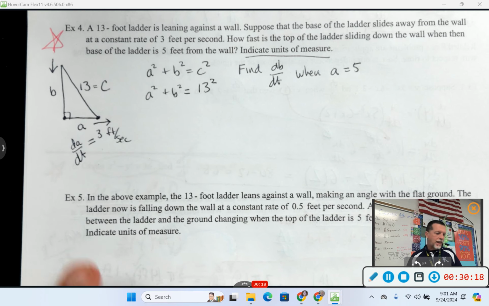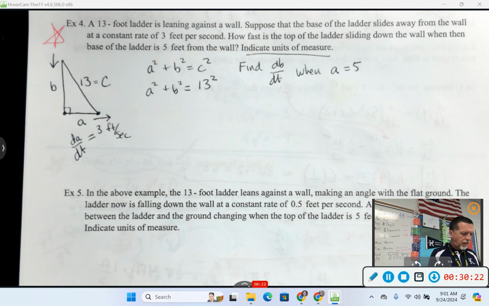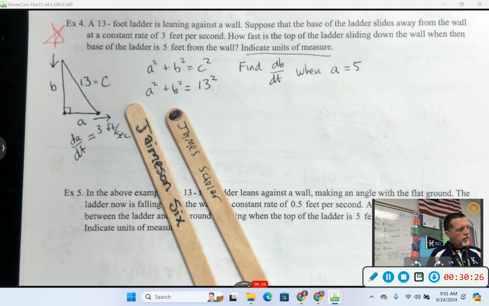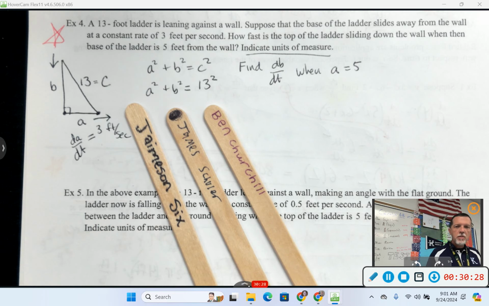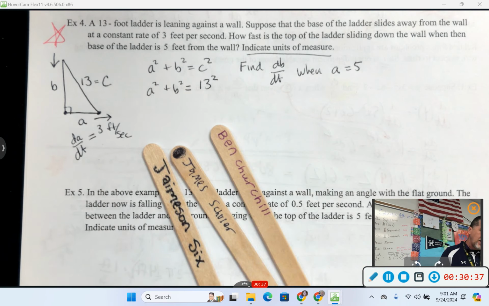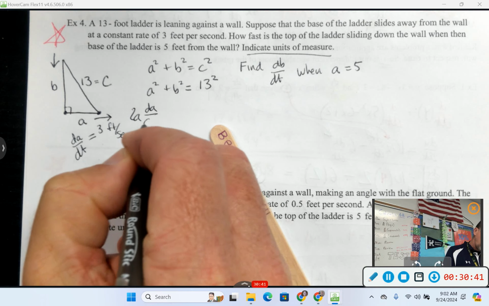Right, well, if I want dA dt and dB dt to show up, I should probably take a derivative of this thing. Well, 3 terms, 3 people. Jameson, if I take a derivative of that thing with respect to t, what's the derivative of a squared with respect to t? 2a dA over dt. Good.